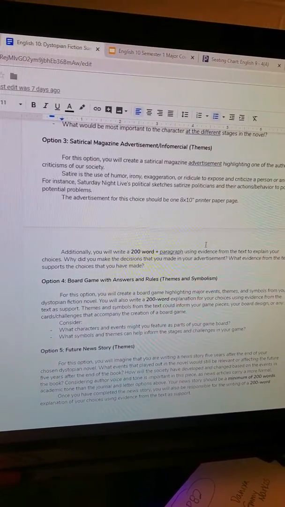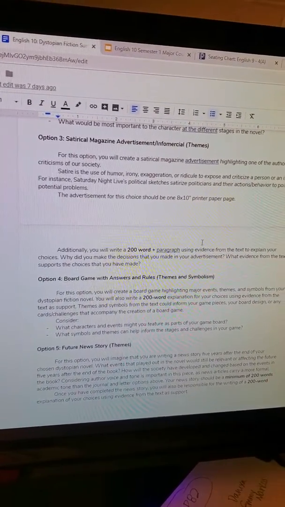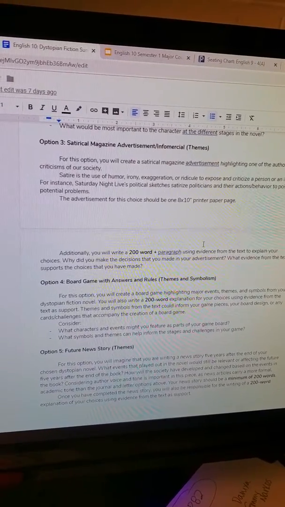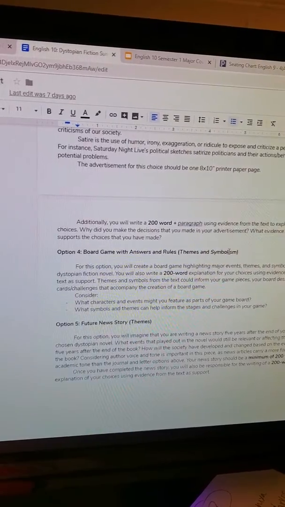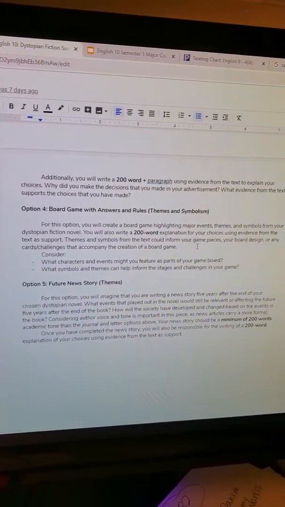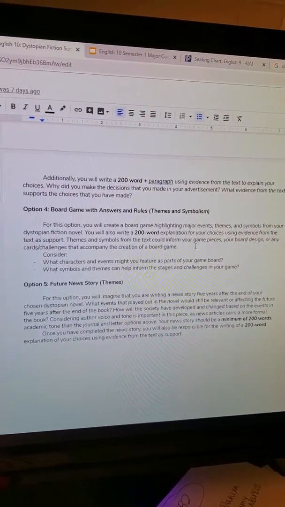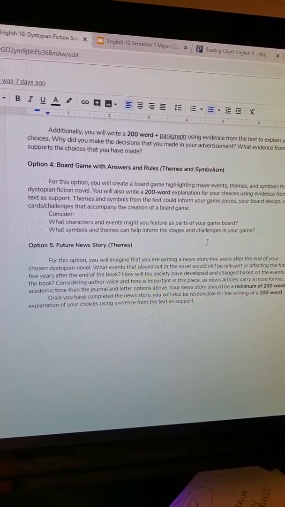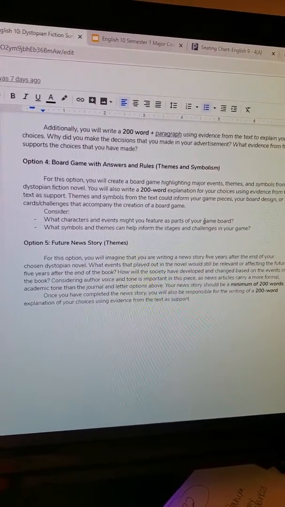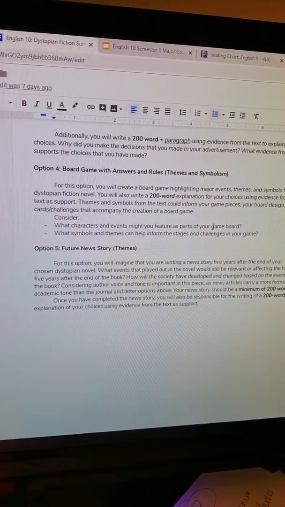Now, for the rest of these options, when you write that analysis paragraph, you want to make sure that you do it in claim, quote, comment formatting, just like we talked about in class. Refer back to that hamburger handout that we did in AC and in class if you have questions about claim, quote, comment formatting.